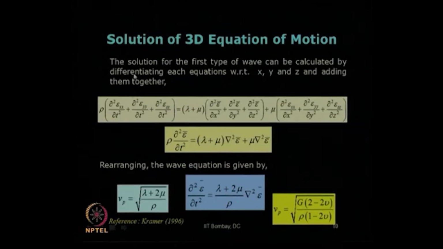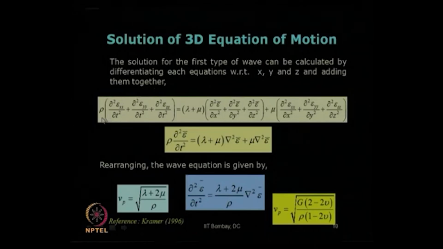Now, how to get the solution of that? We should look into that, that is the solution for the 3 dimensional wave equation. The solution for the first type of wave can be calculated by differentiating each equation with respect to x, y and z, and then adding them together.